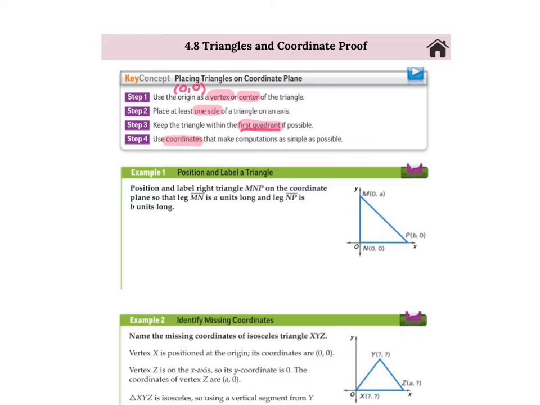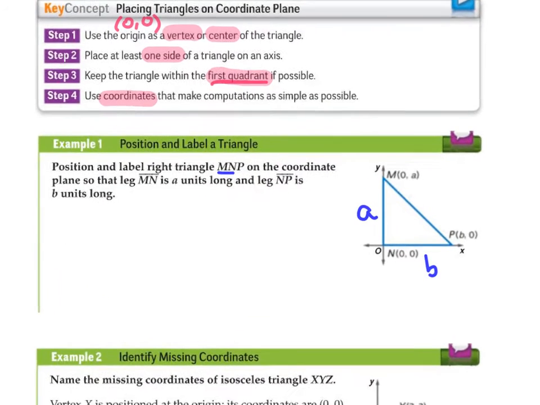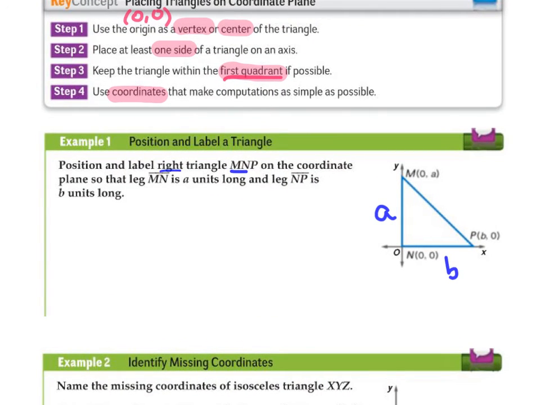All right, and what that's going to look like, if we're looking at example 1, we're asked to position and label this triangle. So we want to label triangle MNP on the coordinate plane so that leg MN is A units long and leg NP is B units long. We know that since this is a right triangle, it says right here a right triangle, that we want to have the two sides located on an axis.